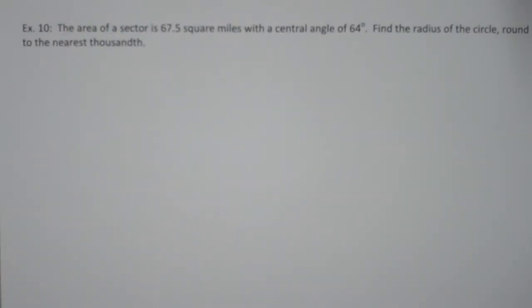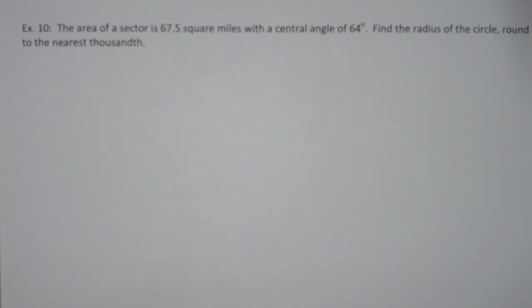And a last example here in this learning target. Example 10, we are given the area of a sector is 67.5 square miles and a central angle of 64 degrees. And we're going to find the radius of the circle, rounding to the nearest thousandth. There's a few different ways you can attack this problem.